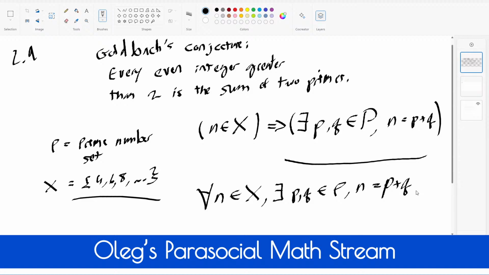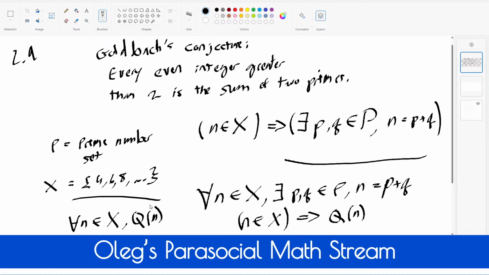These translations of Goldbach's conjecture illustrate an important point. The first has the basic structure of N containing X, which implies Q of N. And the second has a structure of, I'll put the second one back here, for all N containing the set X, Q of N. Yeah, they have exactly the same meaning.